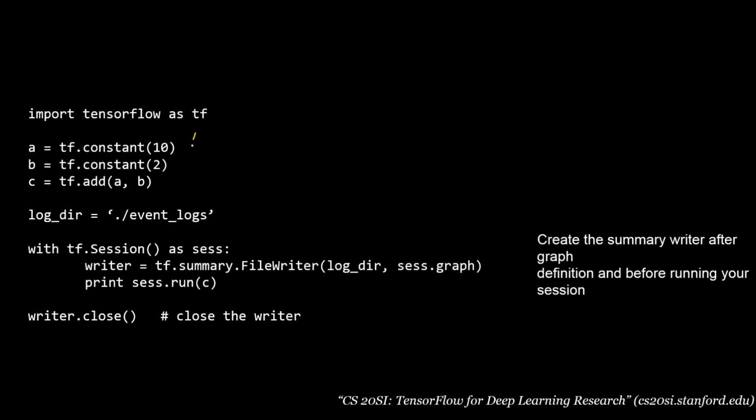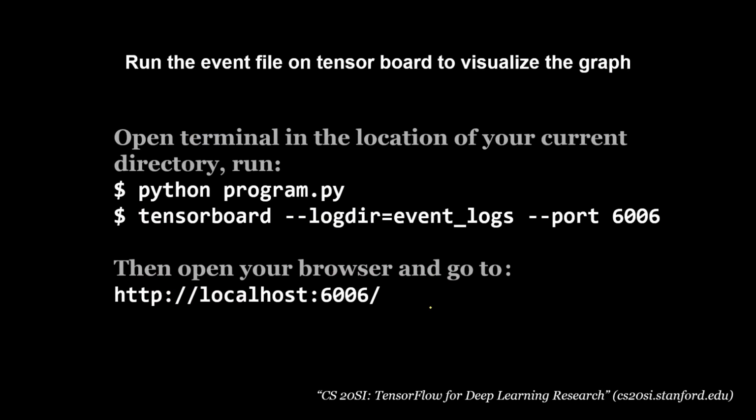First you define the operations, and then you define a location where you want to write all your logs or all the events. Then we start a session, and we create a summary writer object which is going to write the session graph in this log directory. Then we execute those graph computations, and then we close the writer. So create the summary writer after the graph definition and before running your session. Once you have run your program, the event file will be in your log directory.